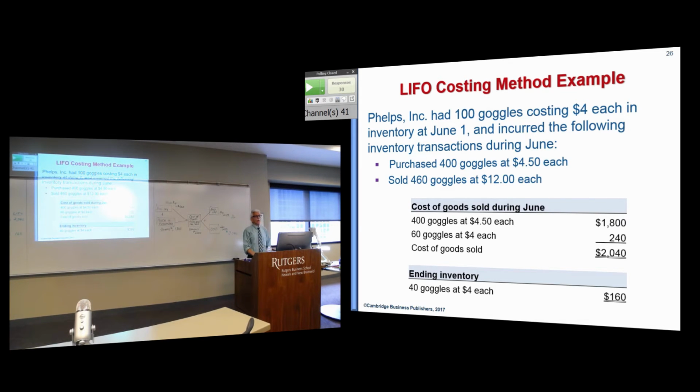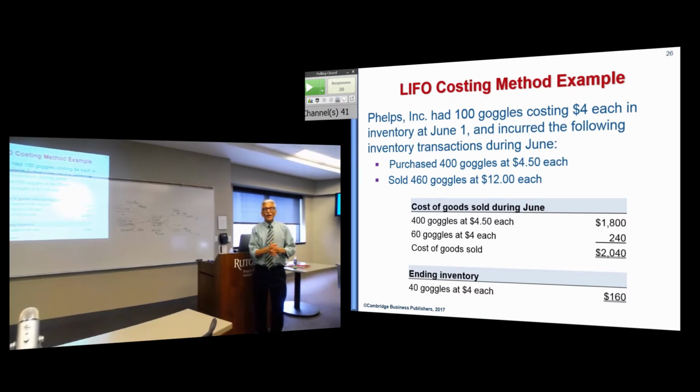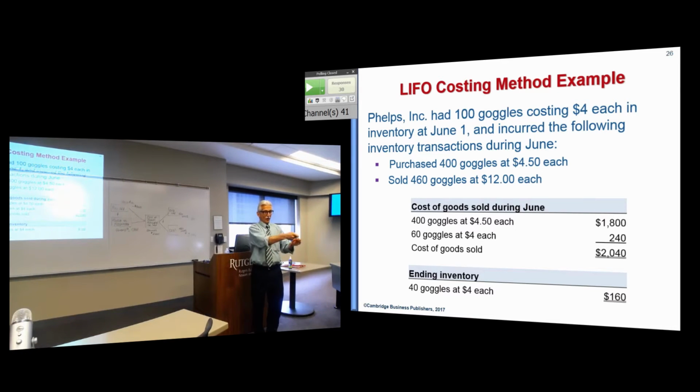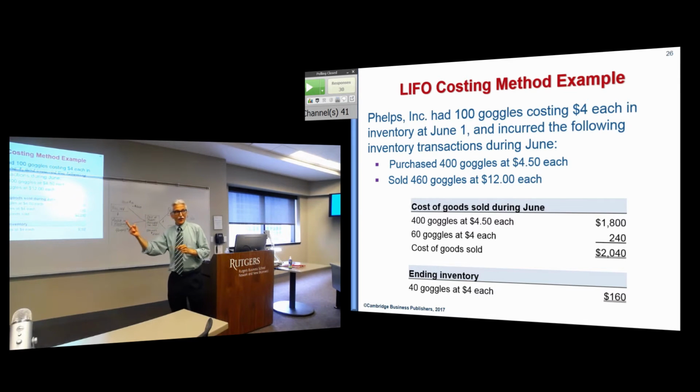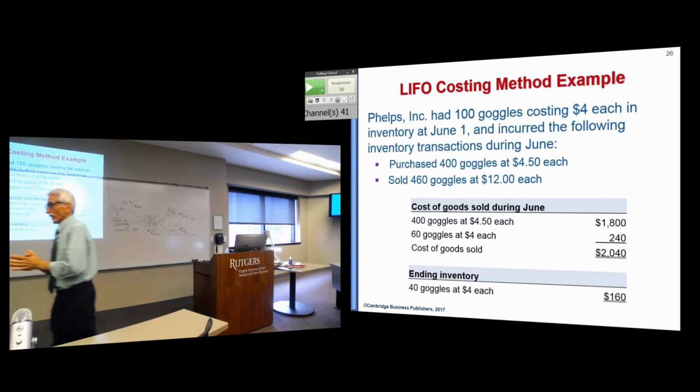If this company is selling goggles that I assume will go out of style, maybe they'll change the colors, the neon, the materials, whatever, look, this company is going to sell their oldest units first. And physically, that's what they're doing. They're just assigning a new cost to old units. They're assigning a new unit cost to old units.